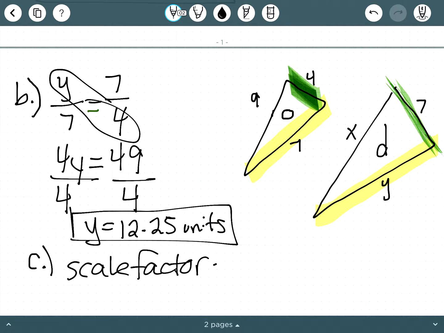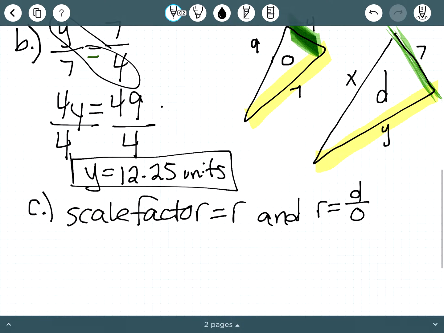equals R, and that scale factor is dilated over original. So all we need to do to find that scale factor is take one set of corresponding sides. I'm going to take my 7 and my 4, and I'm going to put my dilated over original. So my 7 over 4, and that is all you need to do to find the ratio of the perimeters or the scale factor. And that is all for closure problem 8-140.